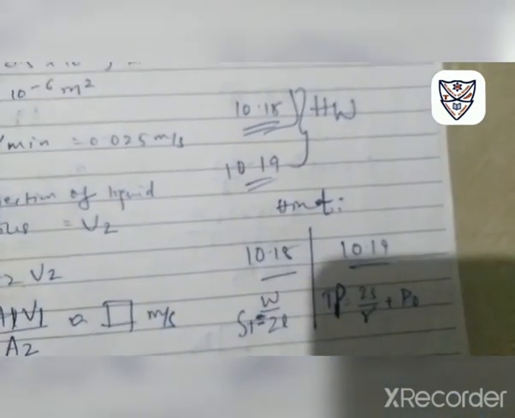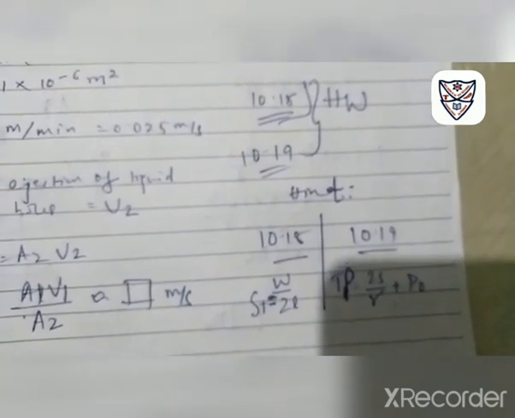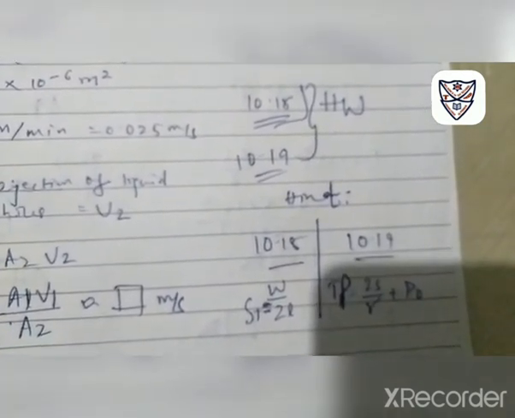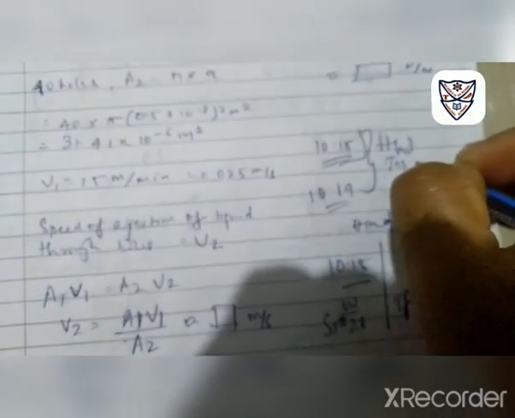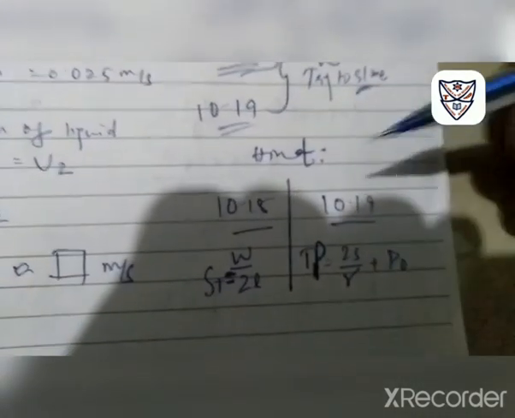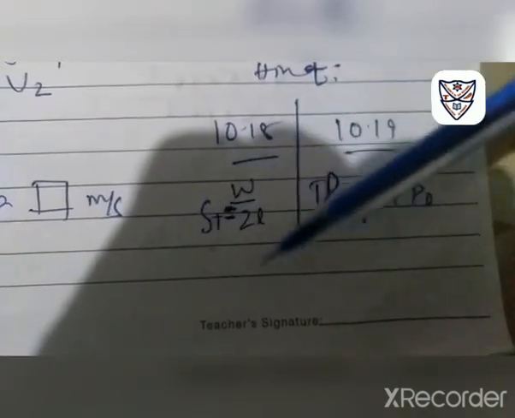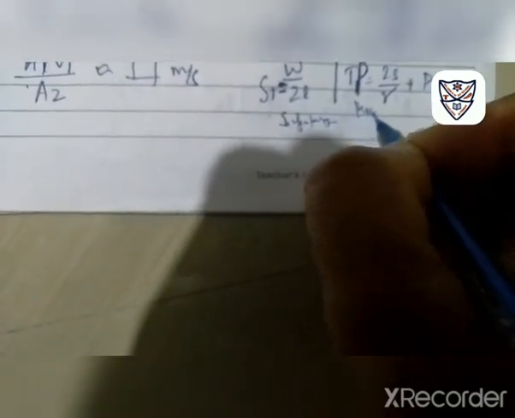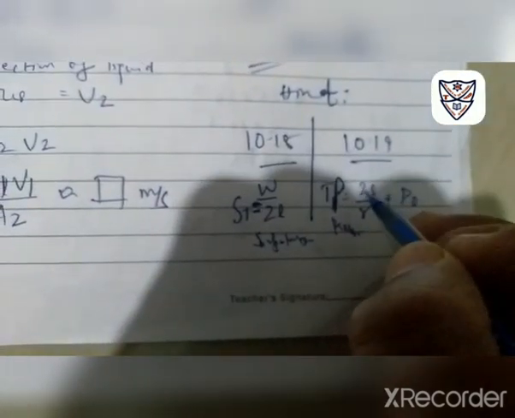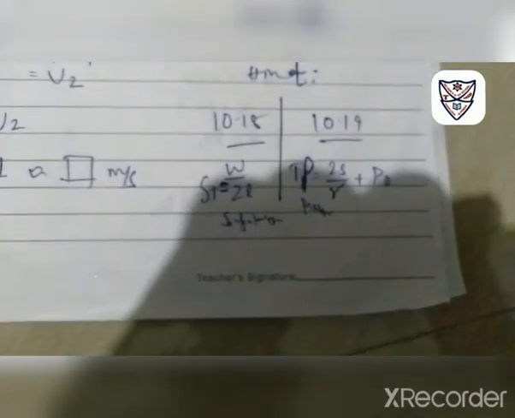Okay, now I want these two, 18 and 19 number, to be solved in homework. Try to solve. Okay, hint I'm providing you that for 18 number you have to find the surface tension. So the formula you will use is W upon 2L, surface tension, and here in 19 you have to find the pressure. Formula you will use is 2S upon R plus P0.